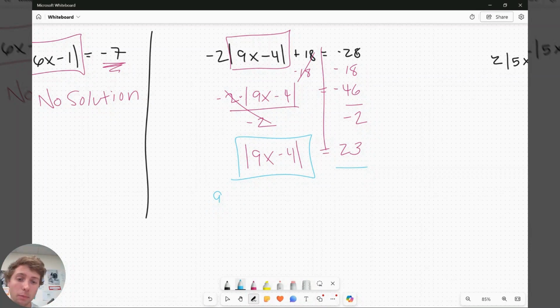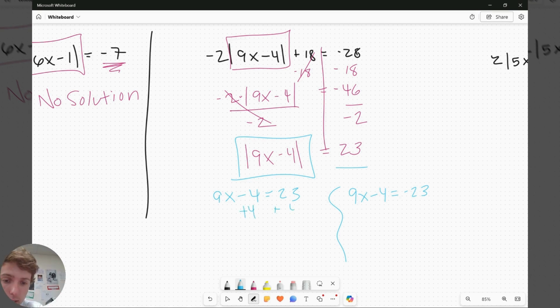Let's continue this problem. So 9x minus 4, right? There's nothing else outside of the bars. So now we get rid of the bars. And remember, to get rid of the bars, we said what you need to do is create two equations where the distance is 23. Well, we know there's two cases that happen. The distance could be at positive 23 or it could be at negative 23. They both have a distance of 23 units from 0. And then you're just solving.